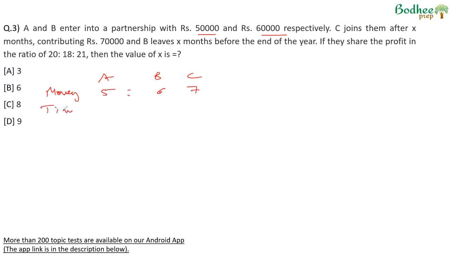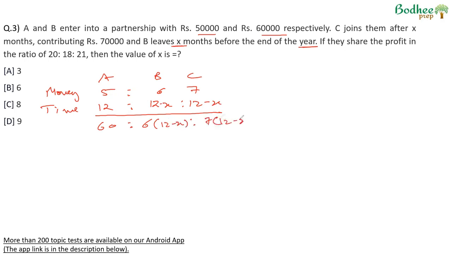Time wise, A is invested for the full year, so 12 months. B leaves X months before the end, so time for B will be 12 minus X. C joined after X months, so for C also time will be 12 minus X, X months short of the whole year. And therefore, if you look at investments, 5 twelves are 60, into 6 into 12 minus X, is to 7 into 12 minus X should be their share.